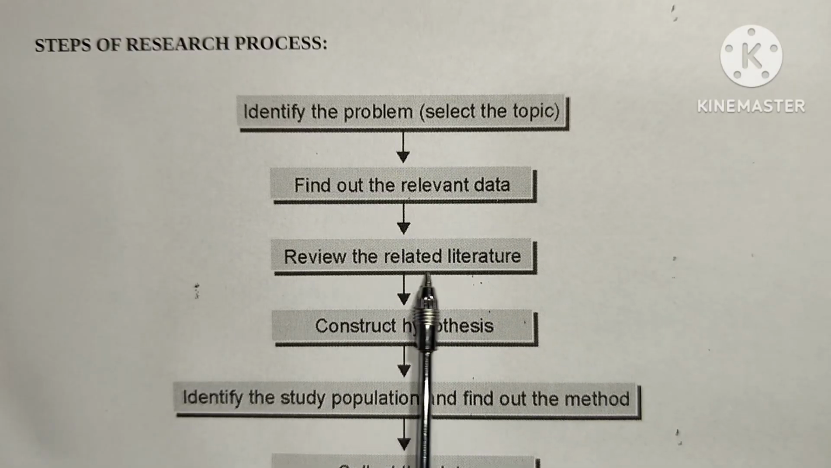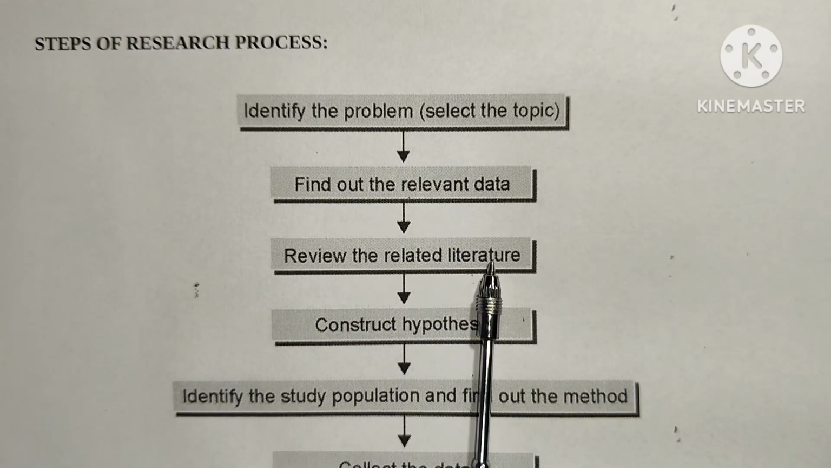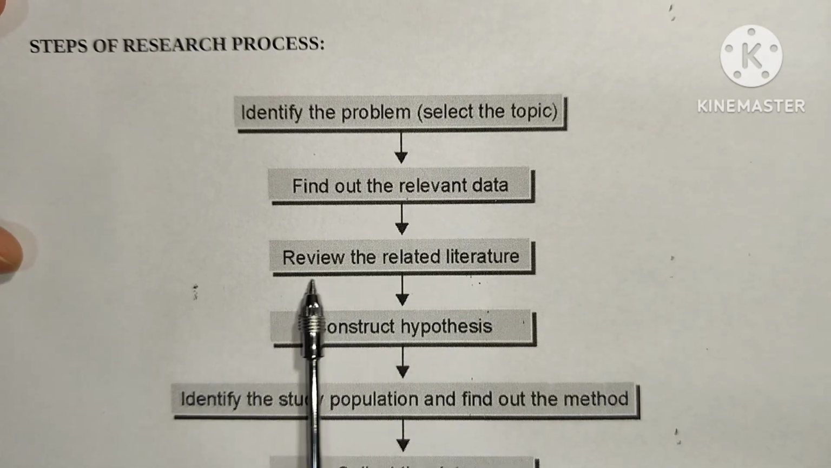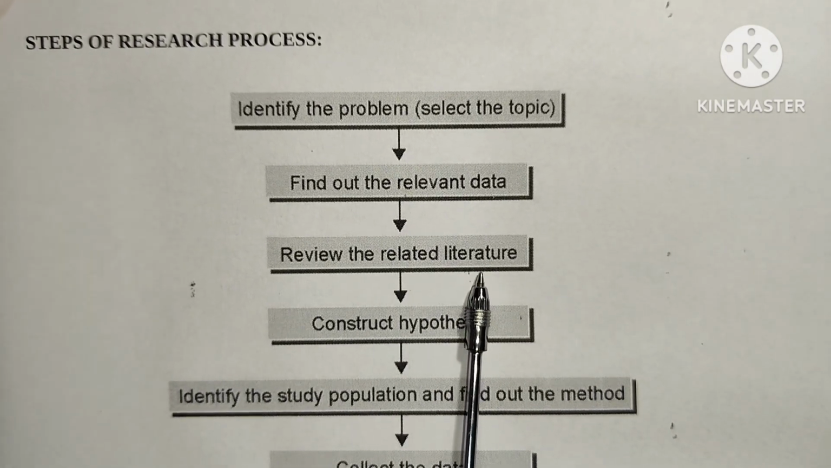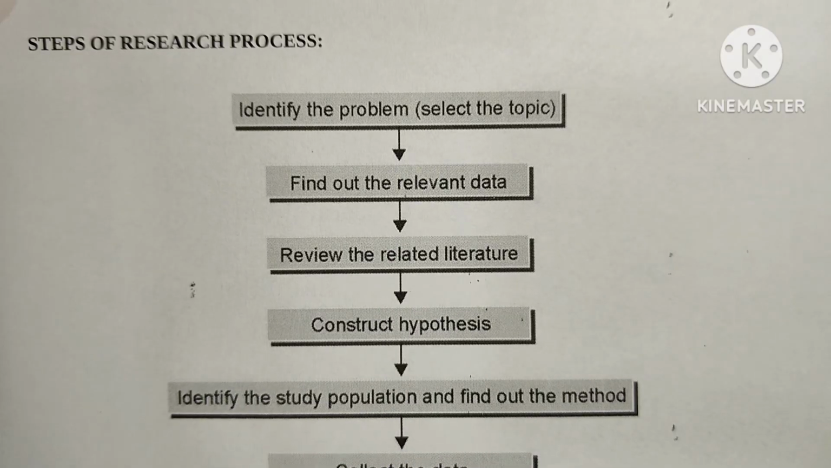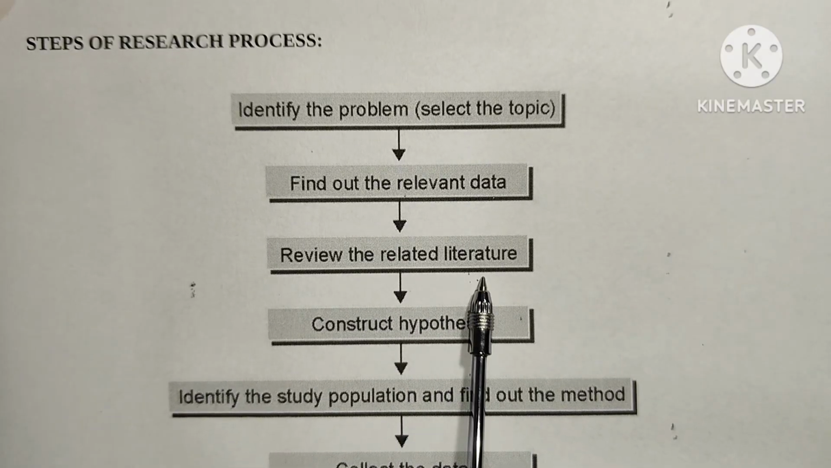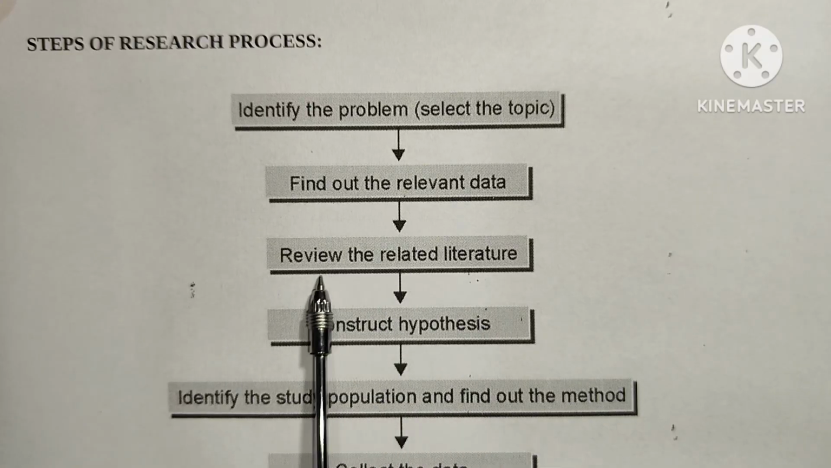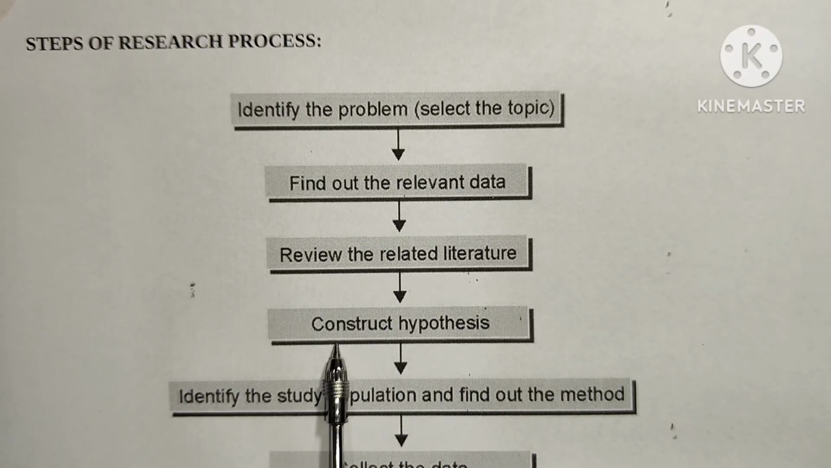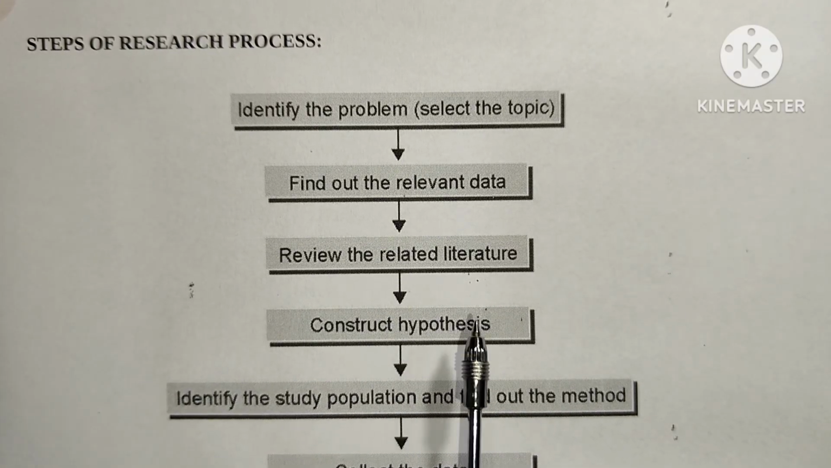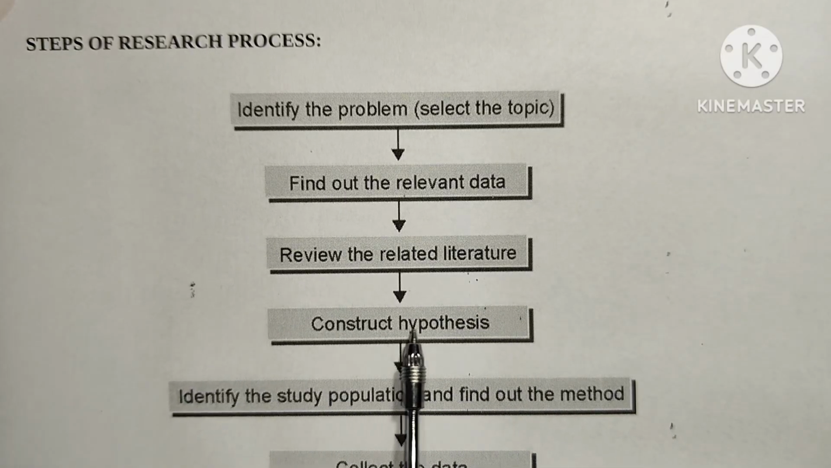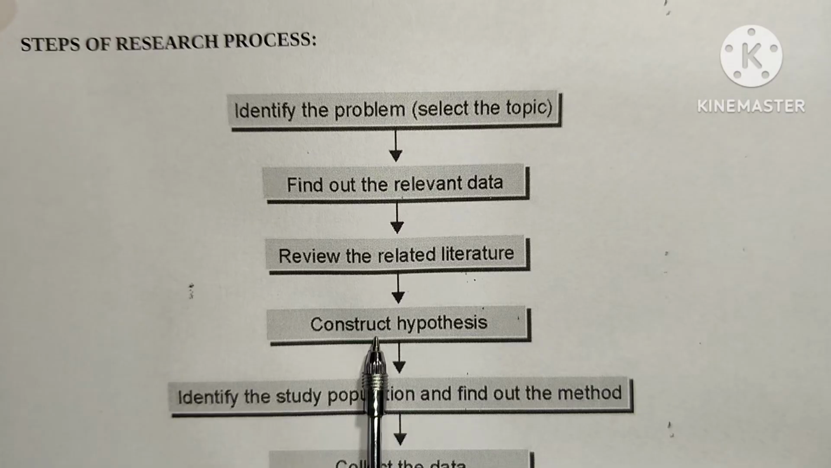Then the next step is review of related literature. Previous researchers who have done studies on that topic, all those studies you can collect. Review the related literature. You will get this from journals, the internet, books, textbooks, and other sources. Then construct the hypothesis. A hypothesis is an assumption of what result you are going to get at the end of the study, that you have to construct beforehand.